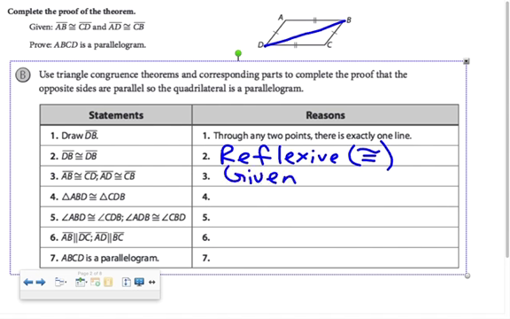So this proof is already a little bit different than other proofs in that we didn't start with the given, but you know you're going to use it. And look at what we have. I have 1, 2, 3 pairs of congruent sides. So these triangles are congruent by side, side, side.